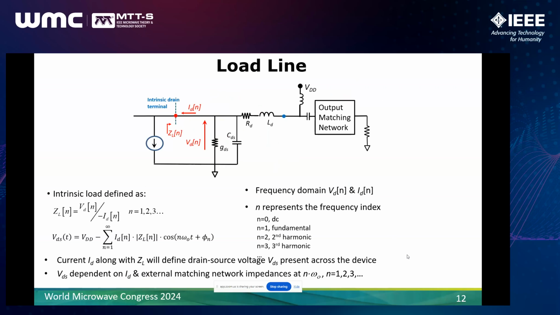So again, looking at our equivalent model, the intrinsic load, ZL, at each of the harmonics is defined as the ratio of the spectral voltage to current values. And we can recreate the time domain waveform based on the current spectral components and the impedance ZL sub n at each of the harmonics. So in this nomenclature, 0 is the DC component, 1 is the fundamental, 2 is the second harmonic, 3 is the third harmonic, and so on.